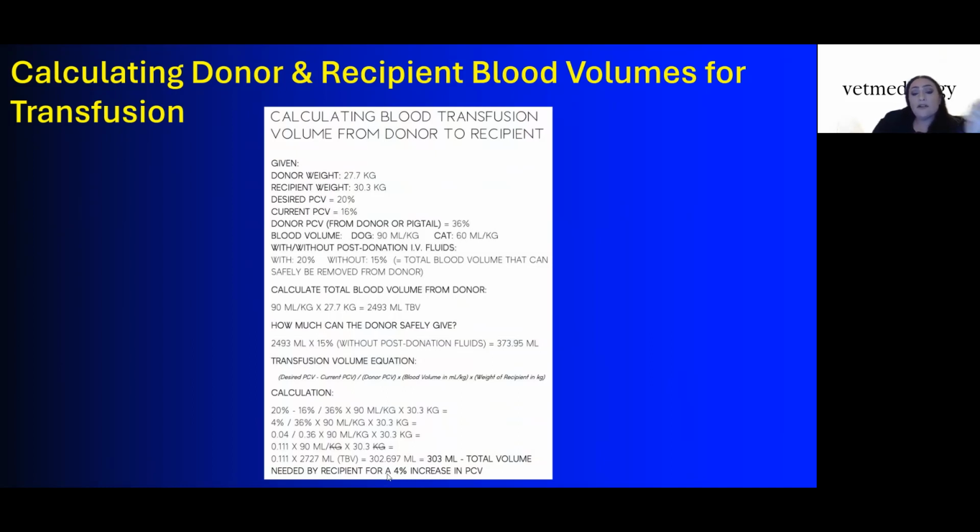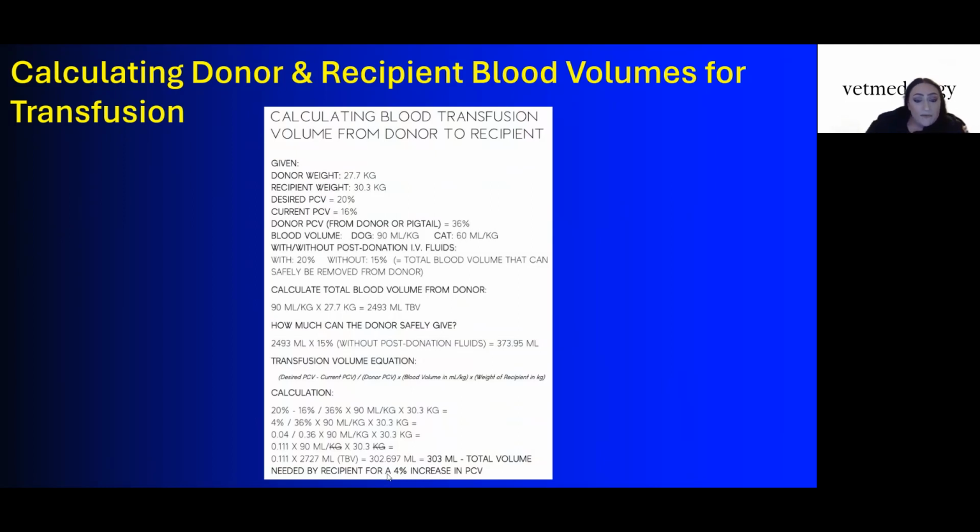So we want to start off by starting from left to right, basically. So we want to subtract the 20% minus 16%, which gives us 4%, and continue on, basically. We want to turn that 4% into a decimal. So 4% is 0.04, and the 36% is 0.36.